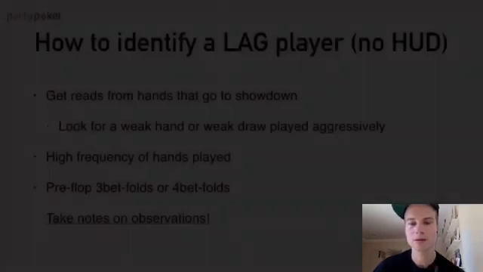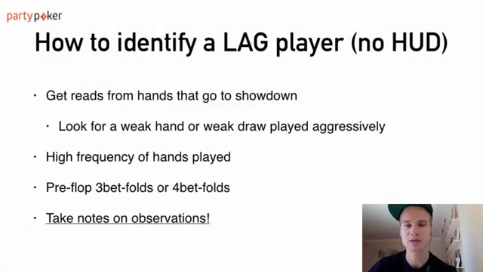So, how do you identify a loose-aggressive player at your table without the use of any poker tracker software? You look at hands that go to showdown, including hands that you don't play. Look for hands where a player holds a weak hand or a draw which he has played aggressively. Look for a high frequency of hands played. Look for pre-flop 3-bet folds or 4-bet folds. A 3-bet is a re-raise and a 4-bet is a re-raise.